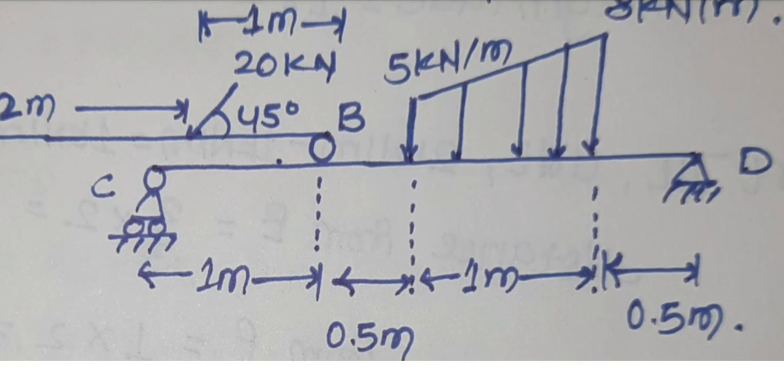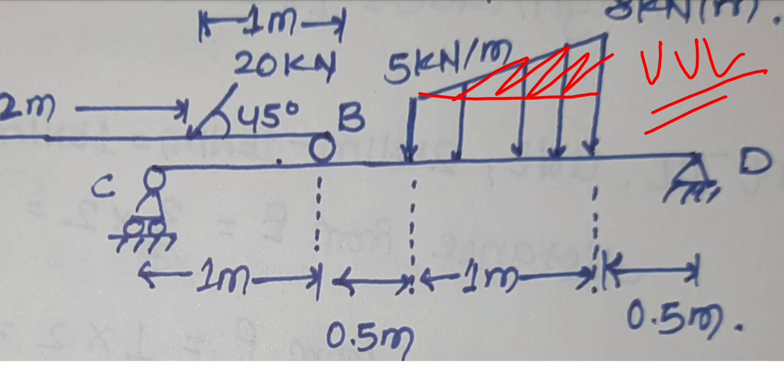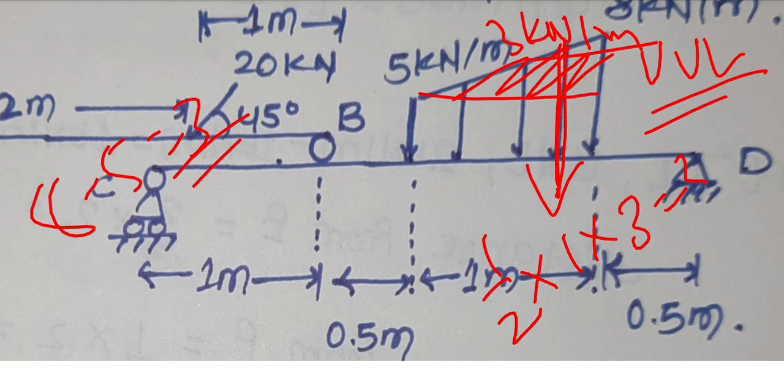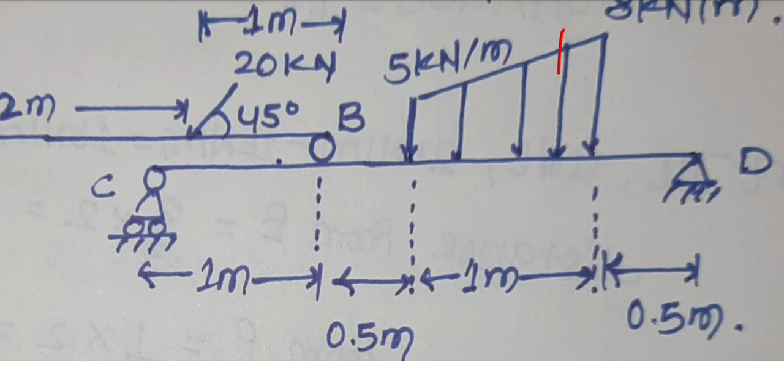Okay, we get that. And if we consider this UVL, that is uniformly varying load of 3 kilonewton per meter. How 3 kilonewton per meter? 8 minus 5 equal to 3. Then if we take the point load, it will be half into the length 1 into this 3 load, equal to 3 by 2 kilonewton, and it will be acting at 1/3 meter from this point.